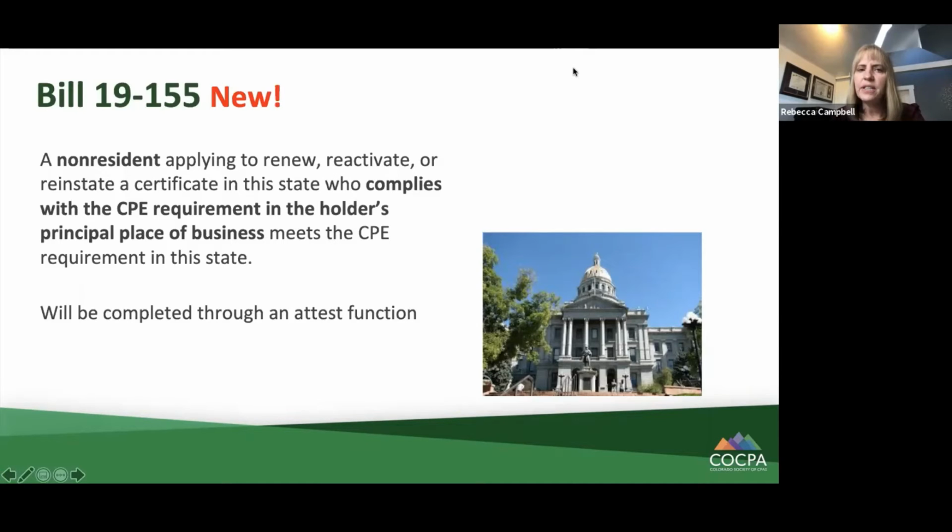I'm going to check the chat. There's nothing in the chat, and I don't see any other questions about this specific bill, so I'm going to keep going.